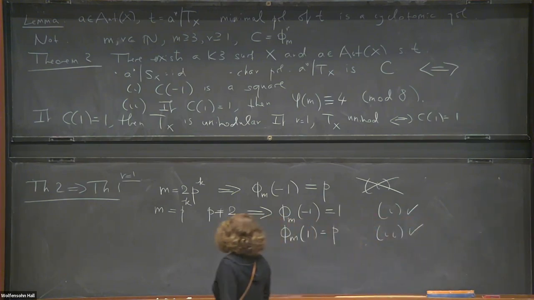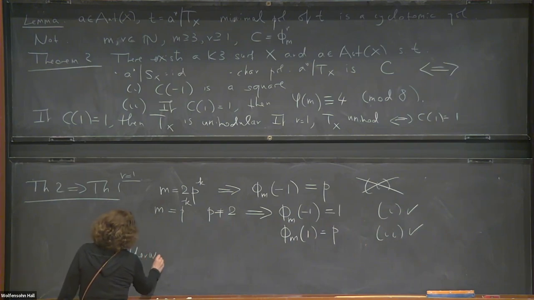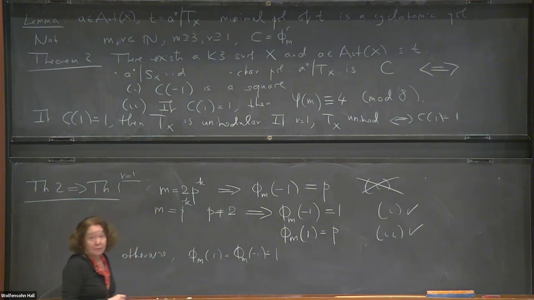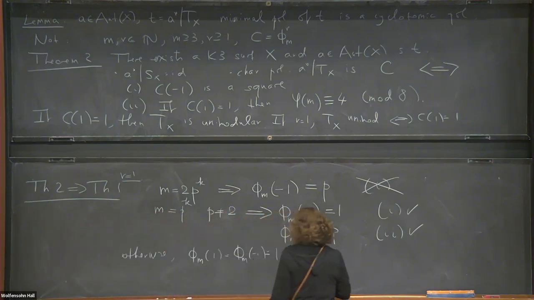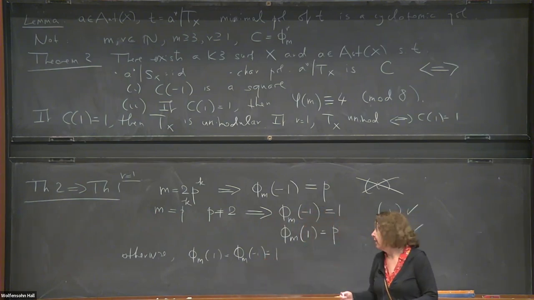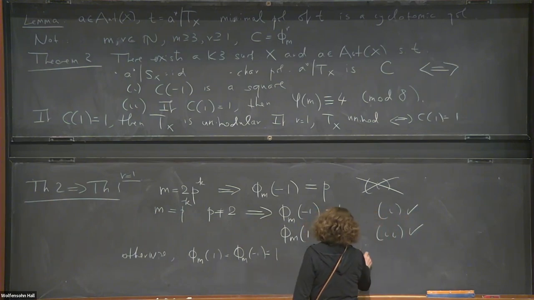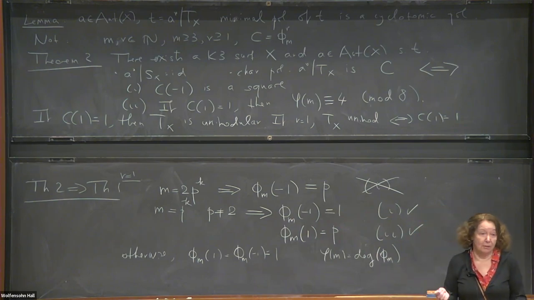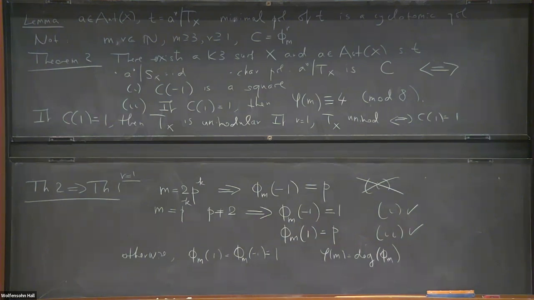Now, in all other cases, we have phi m of 1 equal to phi m of minus 1 equals 1. And then there is a condition on the degree. The only possibilities are congruent to 4 mod 8 or 0 mod 8. Zero mod 8 doesn't appear in the list of Kondo because it's not possible. Now let's continue a little bit. I think I can erase this.